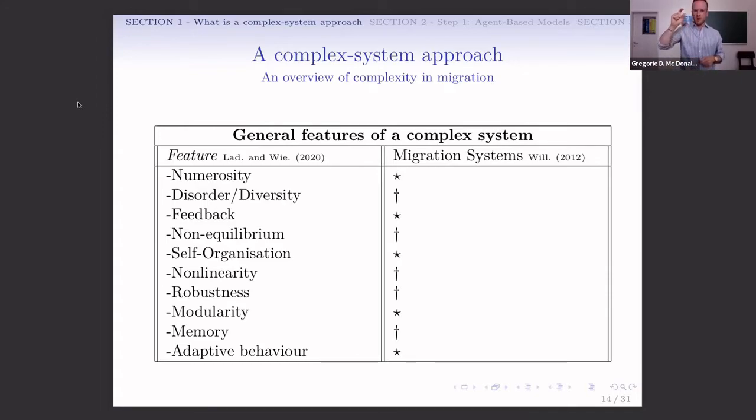But you can see that some features are identified with stars. Those features are explicitly identified by Frans Willekens in his paper. The other features, identified with daggers, are features that I believe we could easily argue can be found in migration systems. So the bottom line here is that we have a very interesting analogy between complex systems and migration systems. And what I argue for is to push that analogy further and to see to what extent we can really consider migration systems as complex systems.